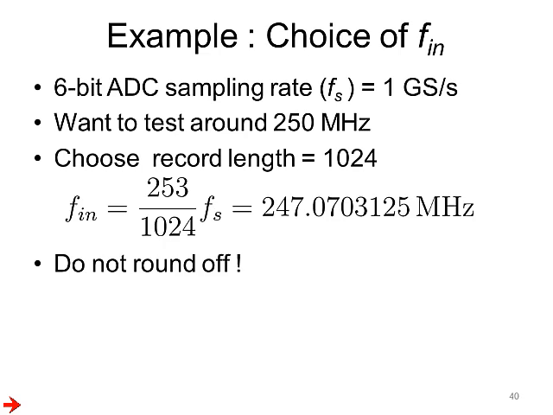As an example, if one wanted to test a 6-bit A to D converter running at a gigasample per second, you want to test something roughly at Fs by 4, you should not choose the input frequency to be exactly 250 megahertz. That will make even a very bad A to D converter look like a perfect one. So a good choice, for example, would be to choose a record length of 1024 samples and make M, the numerator, 253, so you get an input frequency of 247 point blah blah blah megahertz. Right? It's also important not to round this number off.